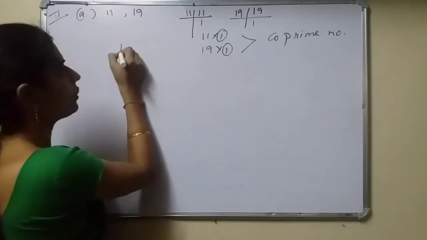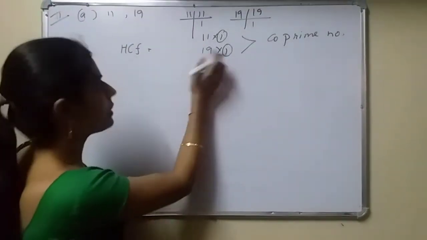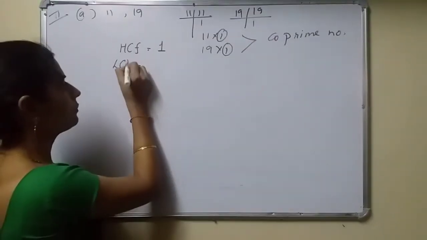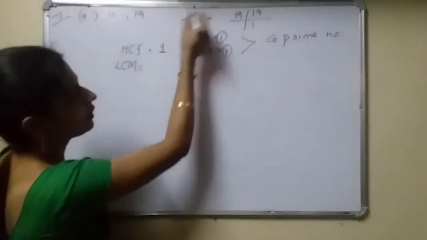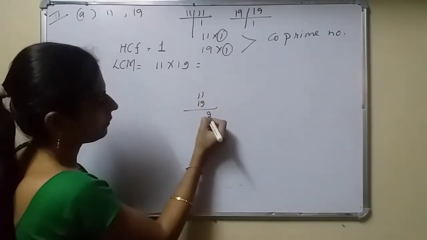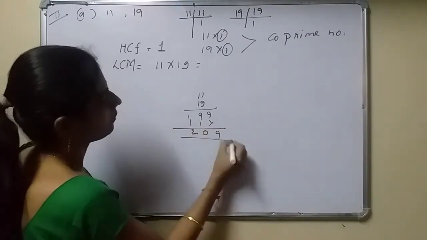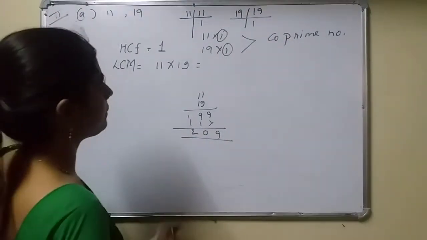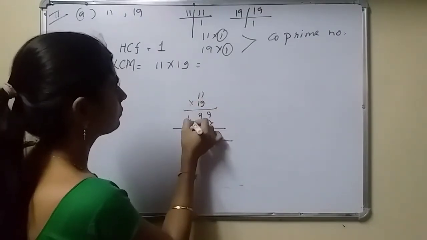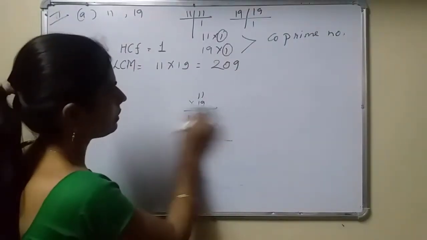Now find the HCF. What is the HCF you got here? HCF means highest common factor. Which is the common factor you can see here? 1. So HCF is 1. LCM. For LCM what we will do? 11 into 19, that is 209. 209 is the LCM here.